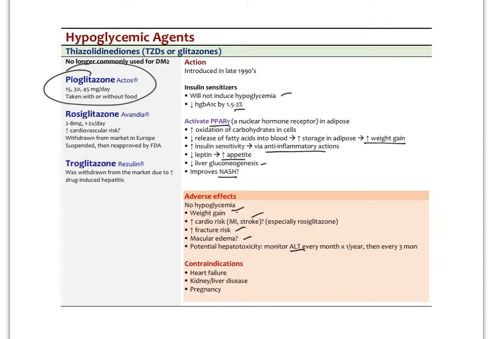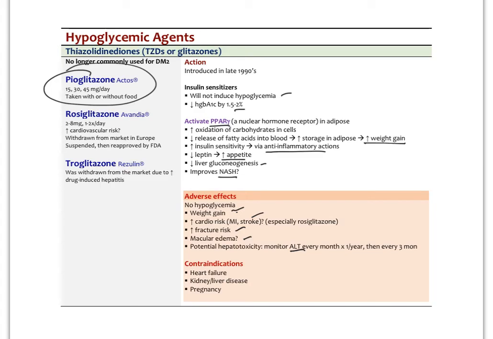Heart failure, kidney or liver disease, and pregnancy would all be contraindications for this. So again, very rarely used, but I throw it on here because you still may see some patients taking it. It's good to know why it's being given and kind of what the mechanism is for how we think it works.